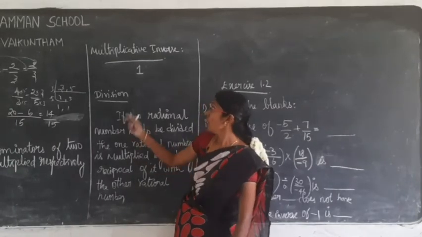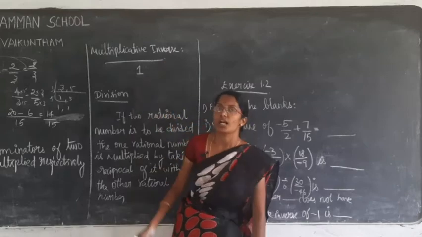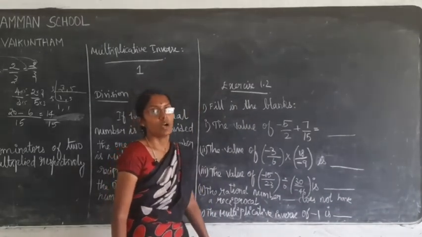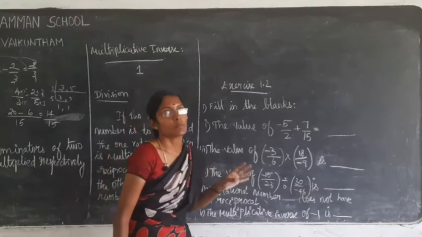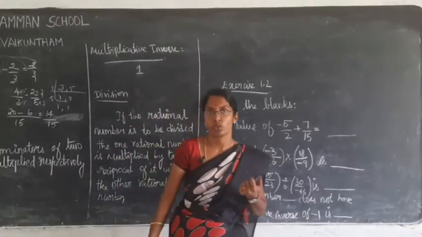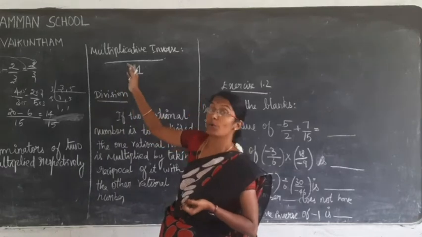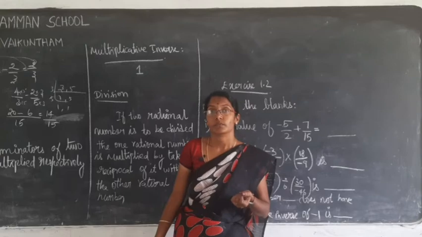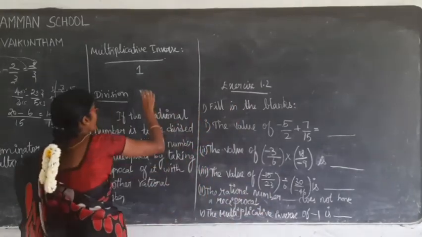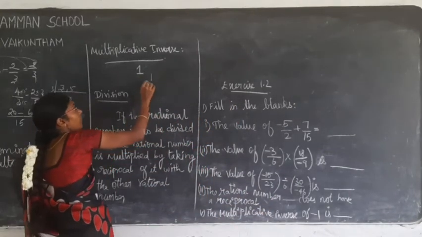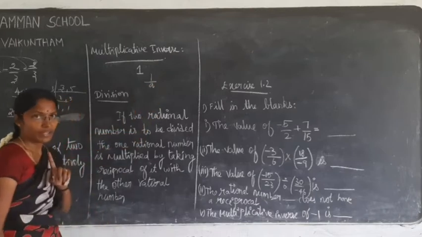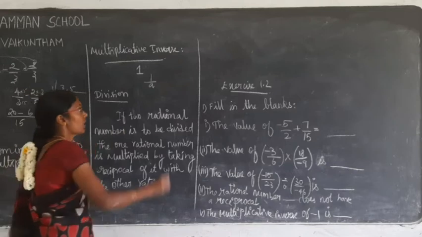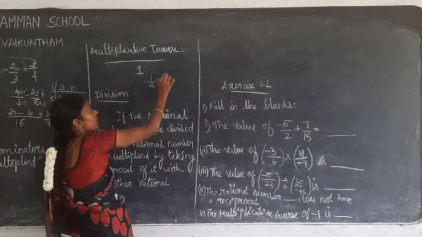The next one, multiplicative inverse. You know what the multiplicative inverse is. Which is the multiplicative identity? 1. If any number is multiplied by 1, you will get the same number. So the multiplicative identity is 1. What is the multiplicative inverse? For example, if 1 by a is a rational number, what is its multiplicative inverse? That is a.